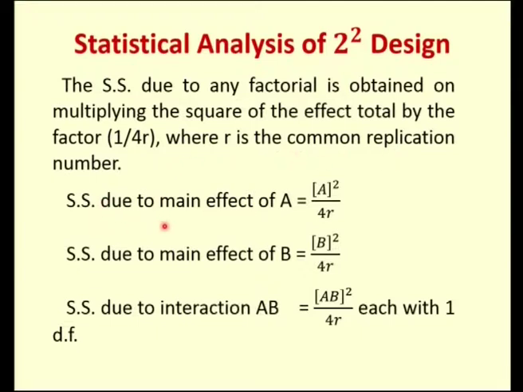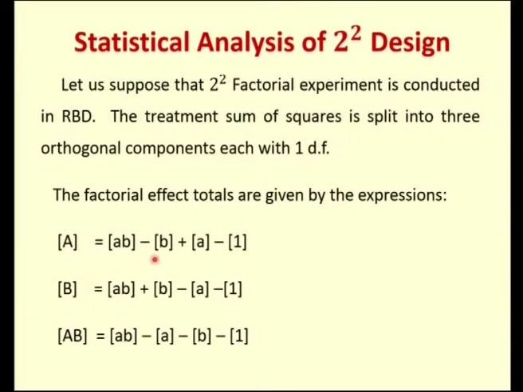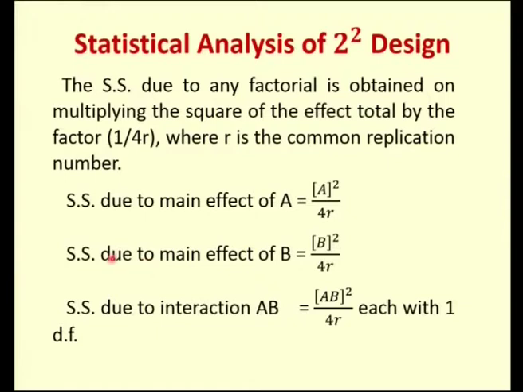So, we have the sum of squares due to main effect A equal to the total, which is given by [ab - b + a - 1], squared, divided by 4r. Similarly, the sum of squares due to main effect B is given by the total [B] squared divided by 4r, and due to interaction we have [AB] squared divided by 4r. Each of these sums of squares will have 1 degree of freedom. So, the total degrees of freedom is also split according to the different sums of squares due to effects and interaction.